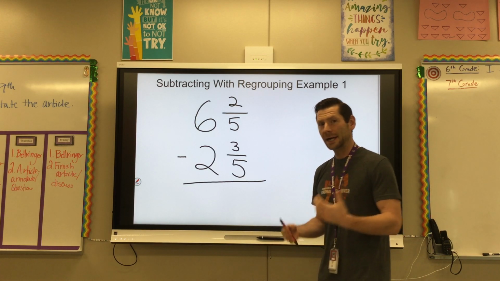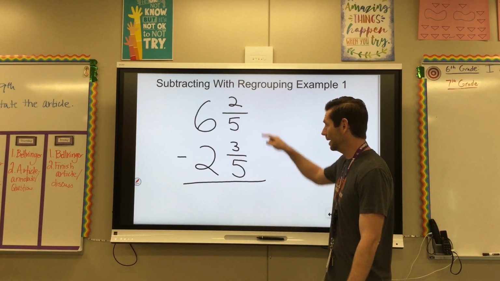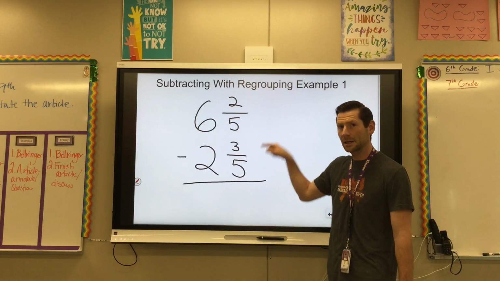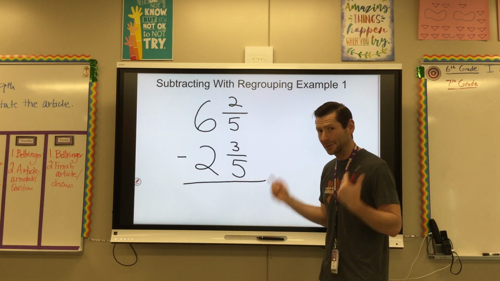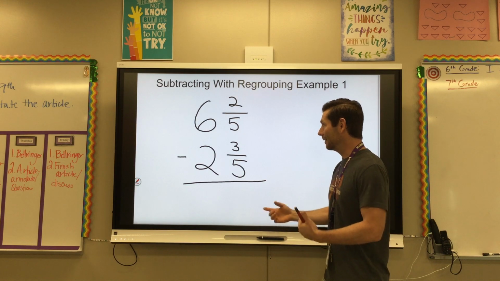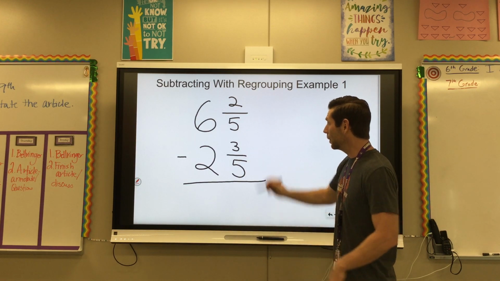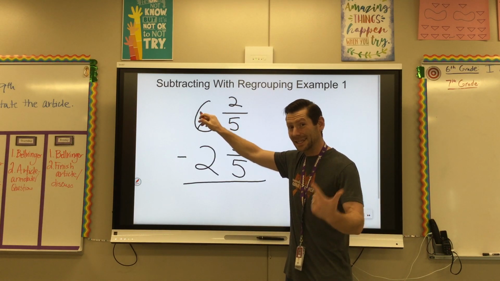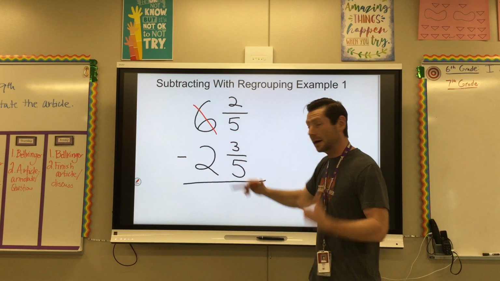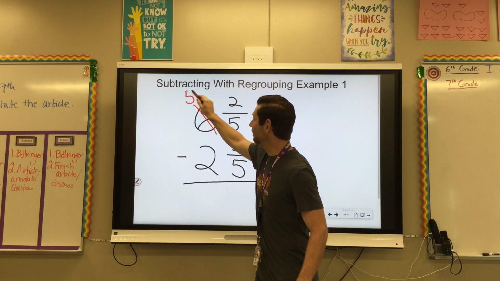All right? So as you're going through, remember the first thing you do whenever you're adding and subtracting fractions is make sure that you have common denominators, which in this first example I give you. So I have 2/5 and I'm supposed to take away 3/5. That's not enough. I only have 2 of them and I'm supposed to take away 3. That's a problem. So where am I going to get more fifths? Well, I'm going to get them from the 6. That's 6 wholes. So I'm going to borrow one of those whole numbers, remember? I'm going to regroup it. I'm going to make that a 5.